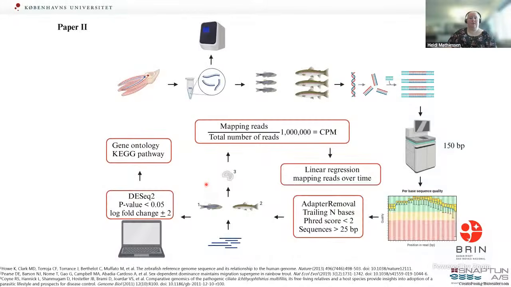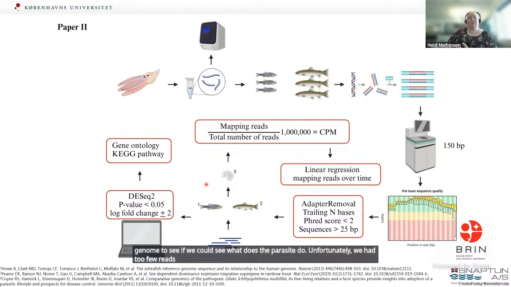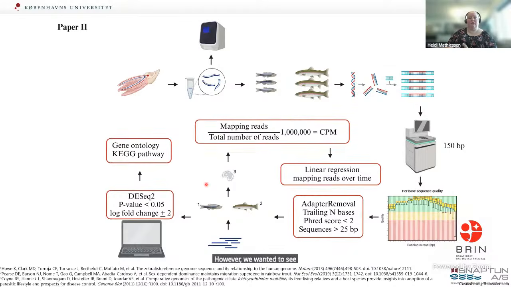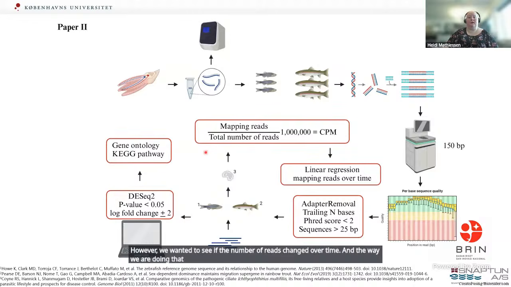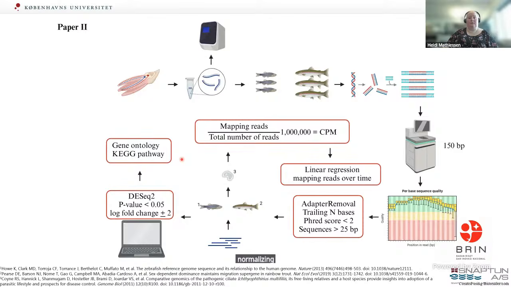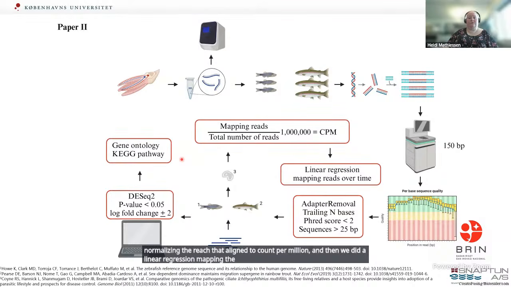or the parasite genome to see what the parasite does. Unfortunately, we had too few reads. However, we wanted to see if the number of reads changed over time. The way we did that was by normalizing the reads that aligned to counts per million, and then we did a linear regression mapping the reads over time, allowing us to see differences for the time points in both fish species.